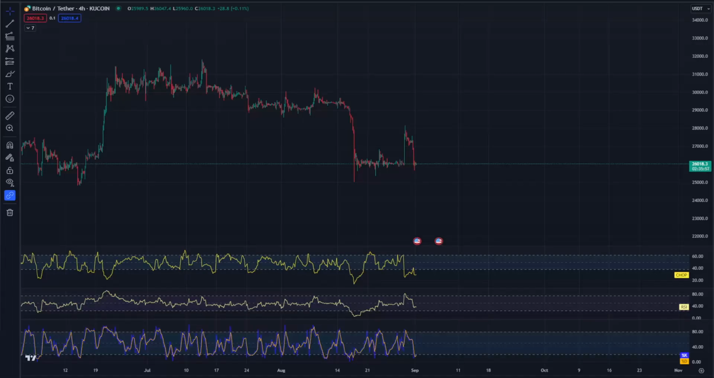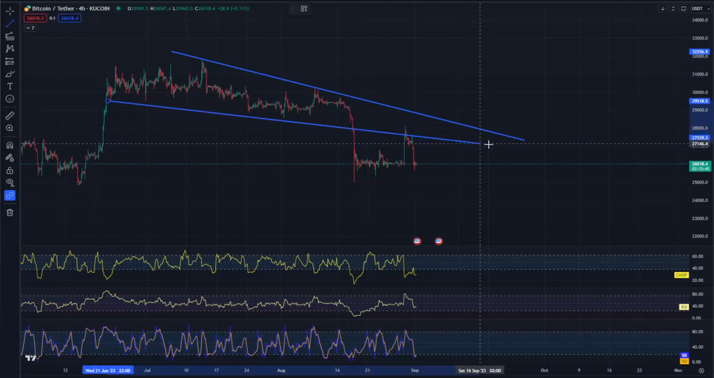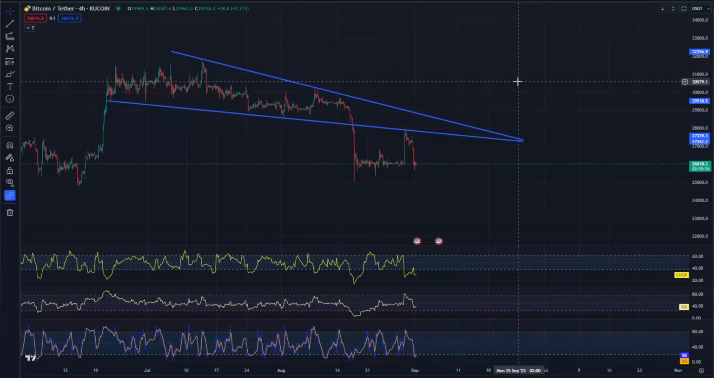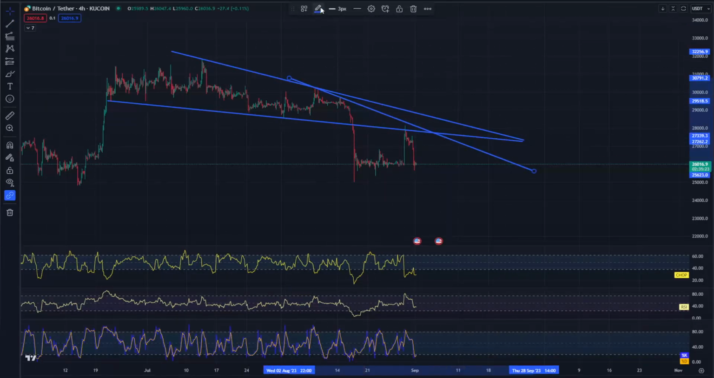Let's start by checking the current situation on the BTC pair to USDT, taking into account the 4-hour interval. First, we will use the blue lines to mark the downtrend channel from which the price dynamically went down. Then with the yellow line we will mark the downtrend line under which we are moving.